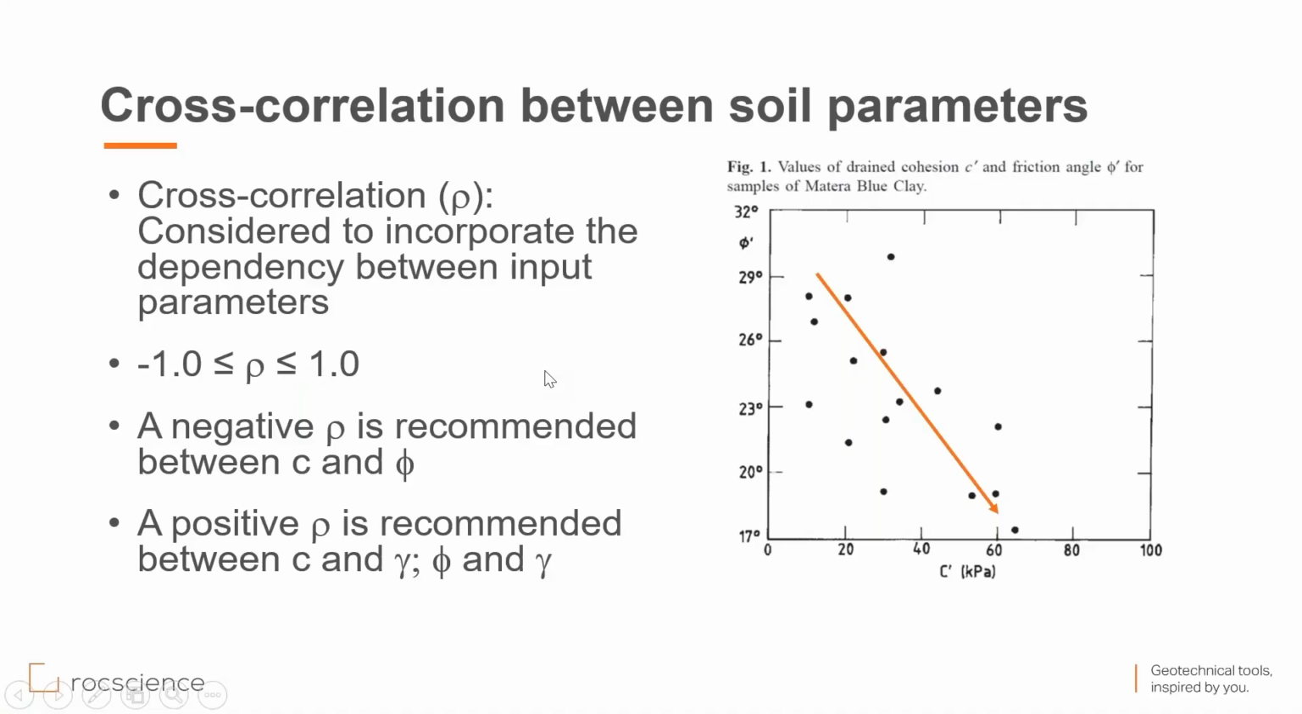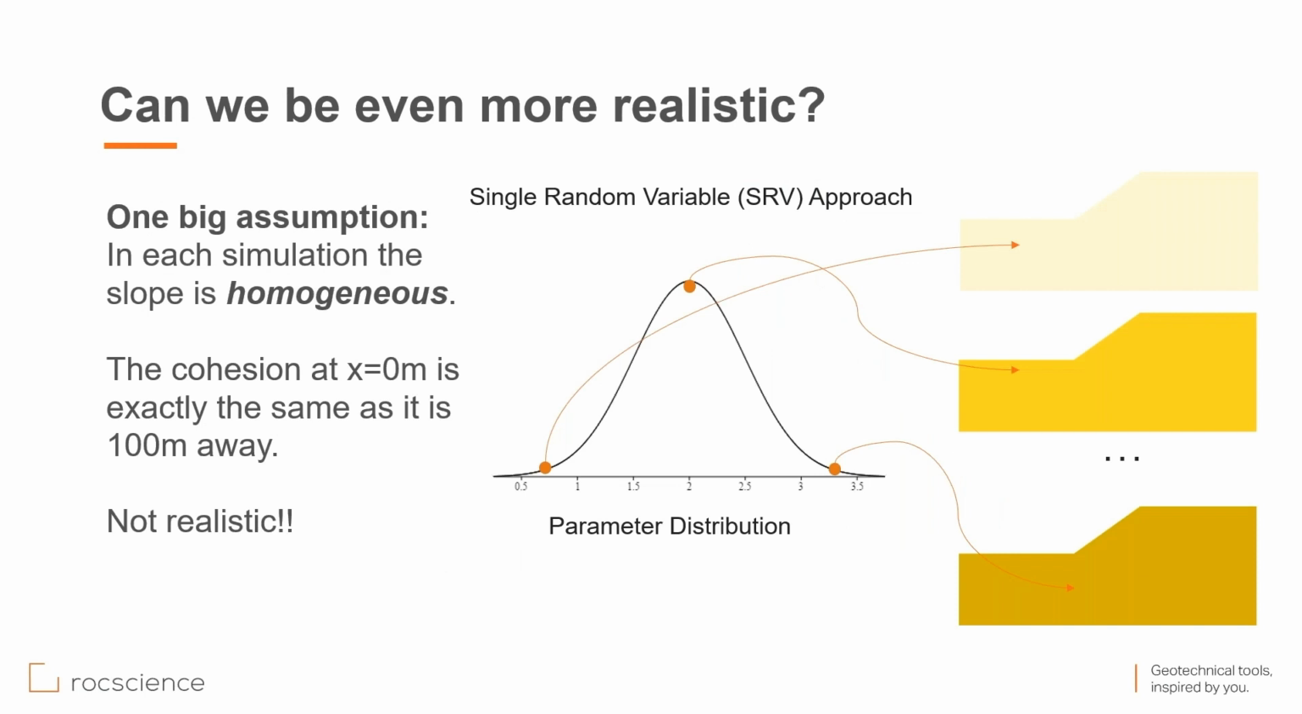So cross correlation is something else we can consider in Slide. This means for something like cohesion and friction angle, generally it's assumed they're negatively correlated. And you can define a correlation coefficient between parameters and also between parameters in different materials. The big assumption that we make in the probabilistic analysis I've described is that in each simulation, the value is assigned to the entire slope. So we assume, for example, cohesion is 2 throughout this entire slope, which is not very realistic.